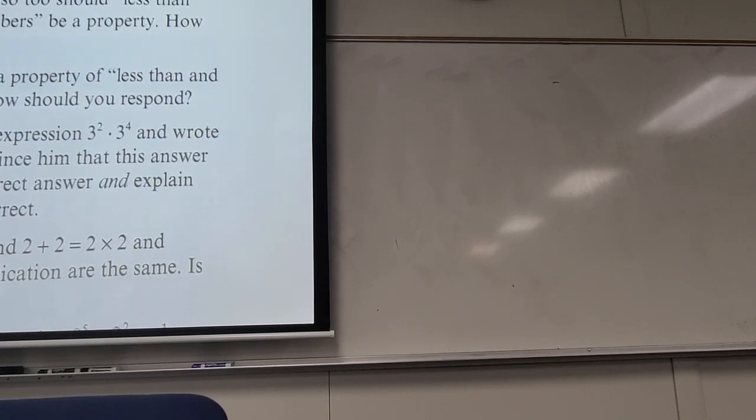All right, so Brooke claims that because less than and addition for whole numbers is a property, so too should less than and subtraction for whole numbers be. Now, this is a beautiful example. Can anyone understand what that even means? Just her first statement: because less than and addition for whole numbers is a property, what does that mean?